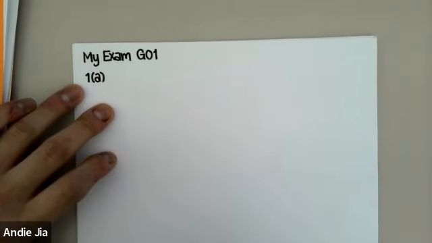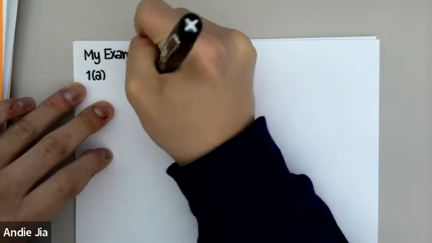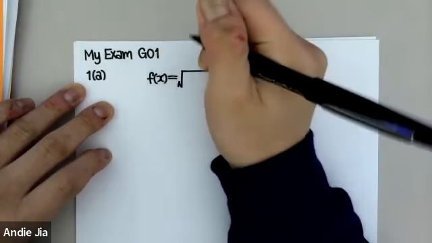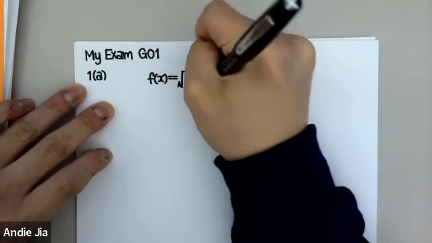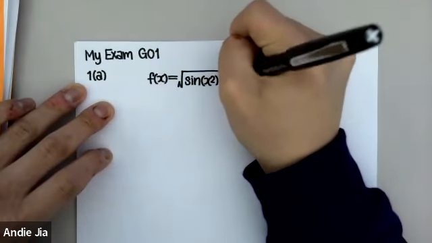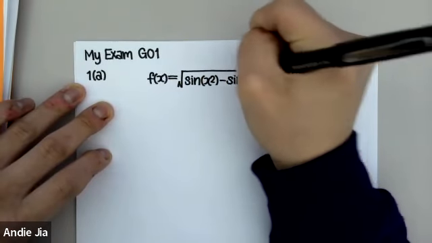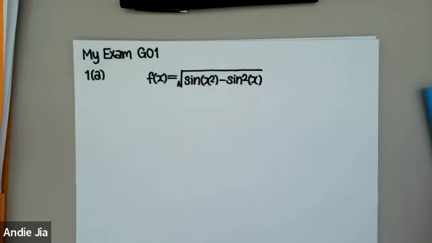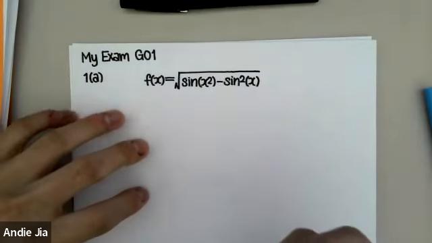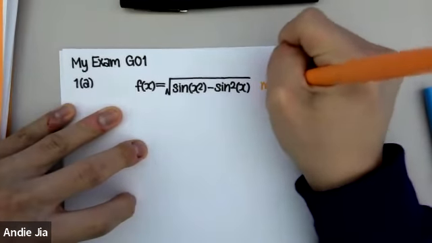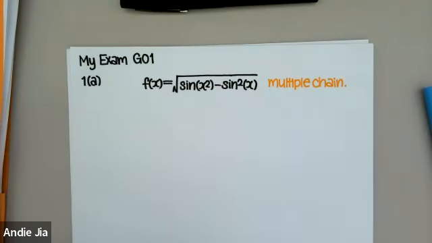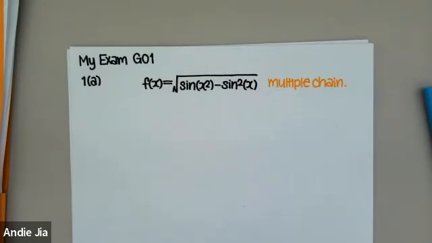If we have f of x, it is the square root of sine of x squared minus sine squared of 2x, inside a radical. So the first immediate response: okay, use the chain rule, and use the chain rule multiple times. With multiple chain rules, I know this is painful, but you might expect on a final exam there will be multiple chain rule problems.